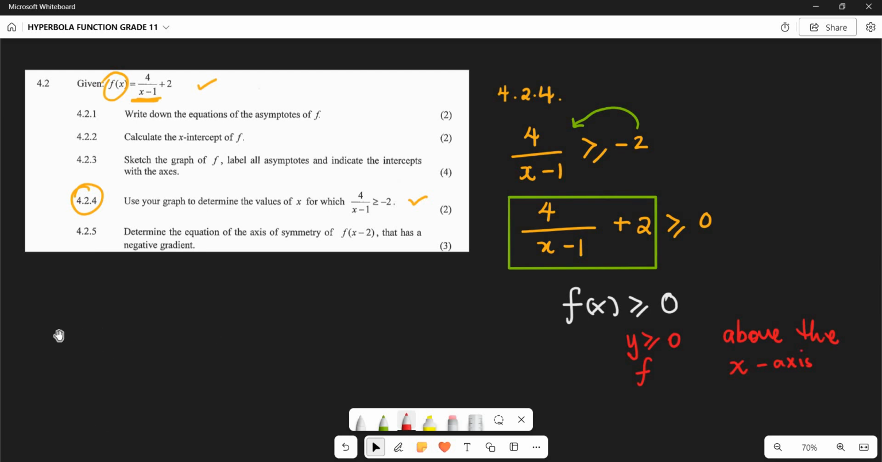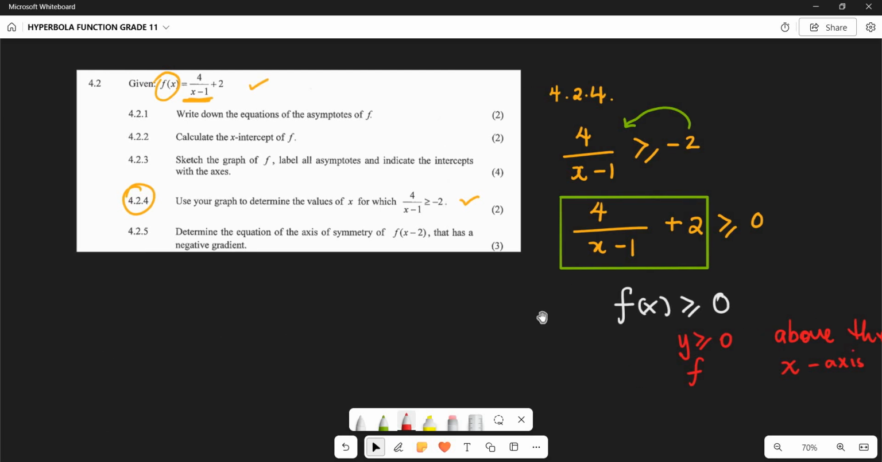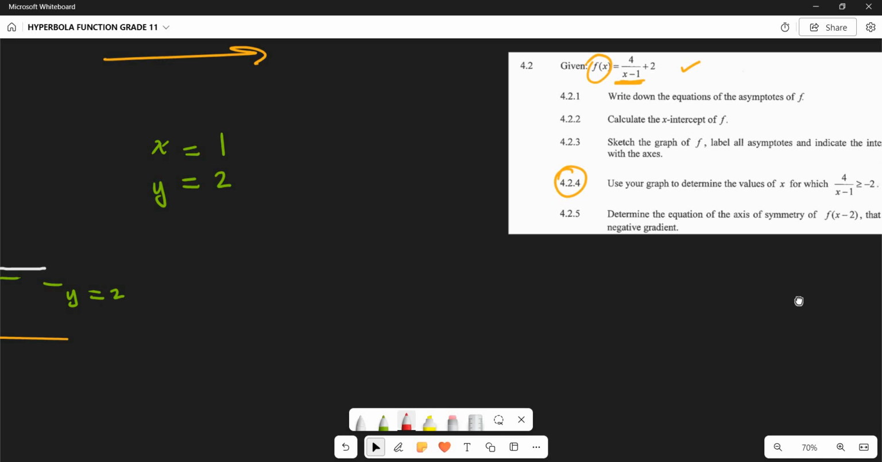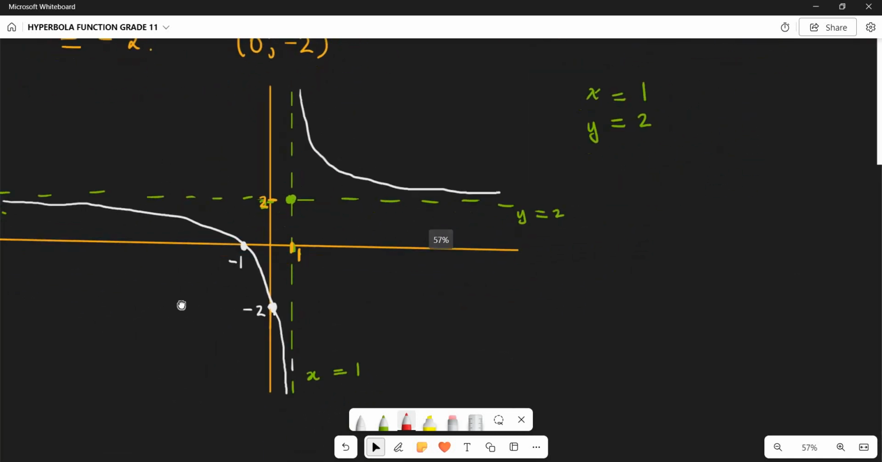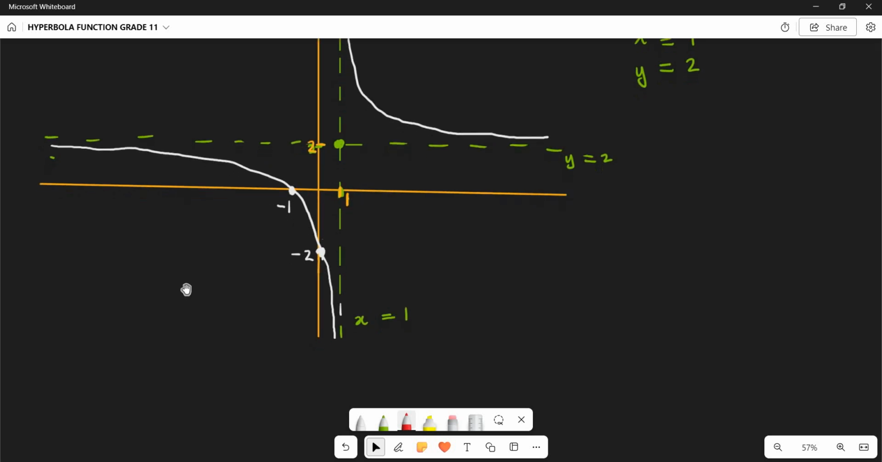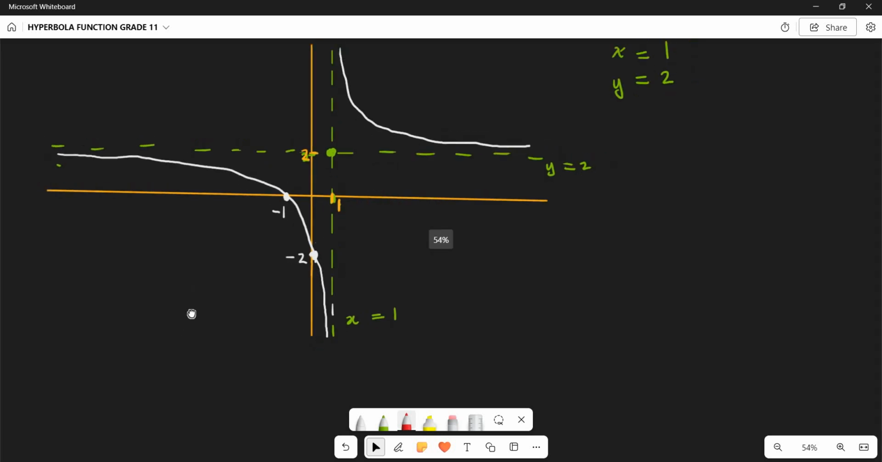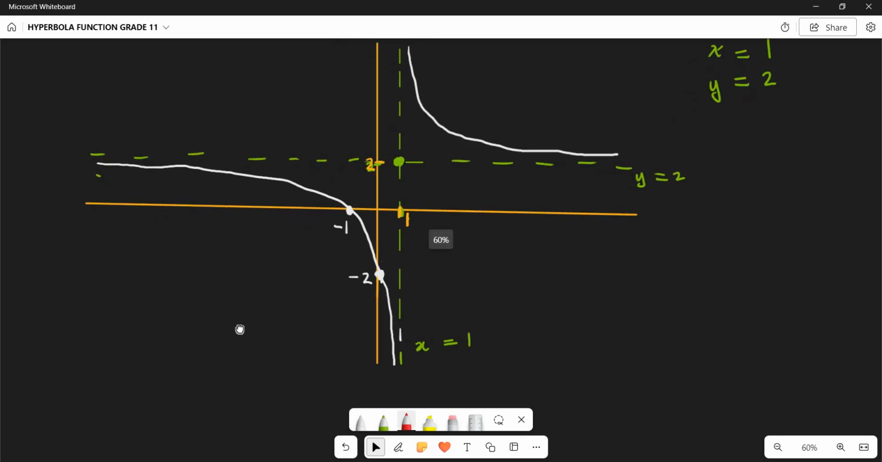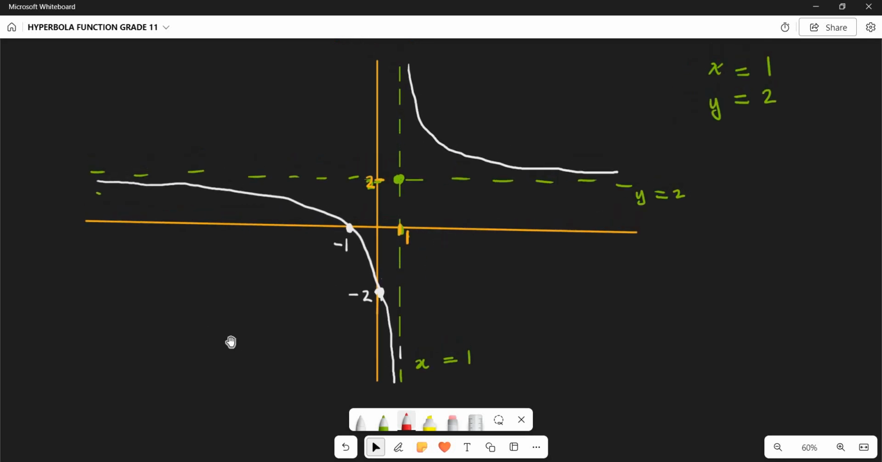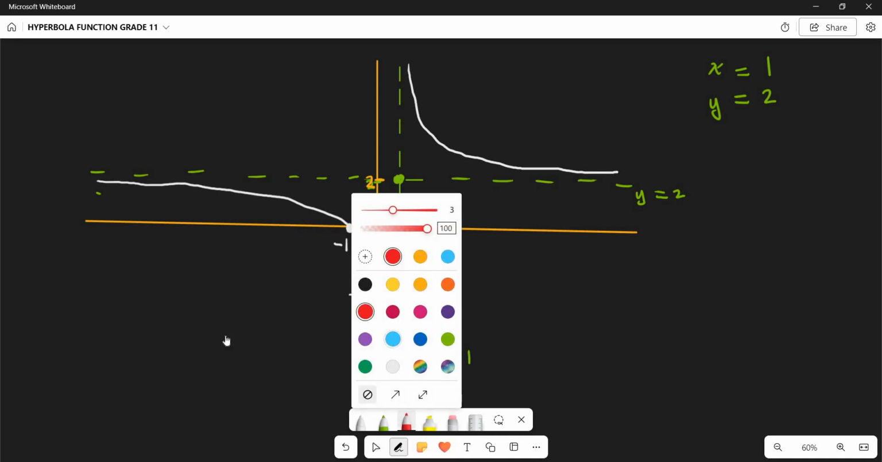So therefore, let's go back to our graph that we drew and analyze this. There is our graph. They said we must look for where the graph is above the x-axis. So let's see, I think blue would do.